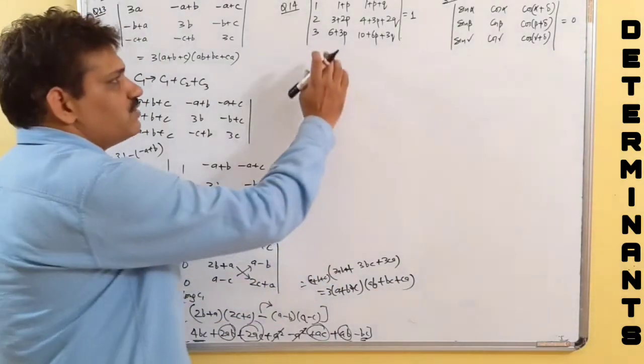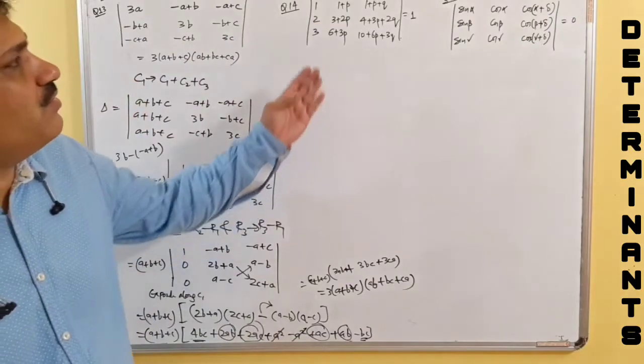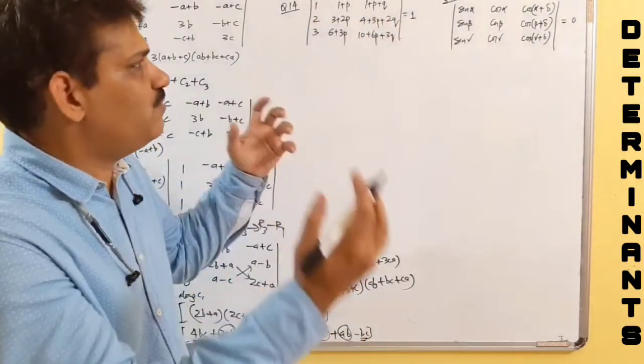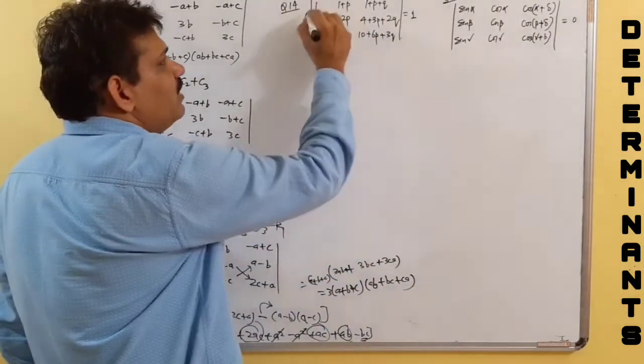Now let's have a look at this question. This is a very simple question. We need not add and we need not split it. Simply you have 1 here.